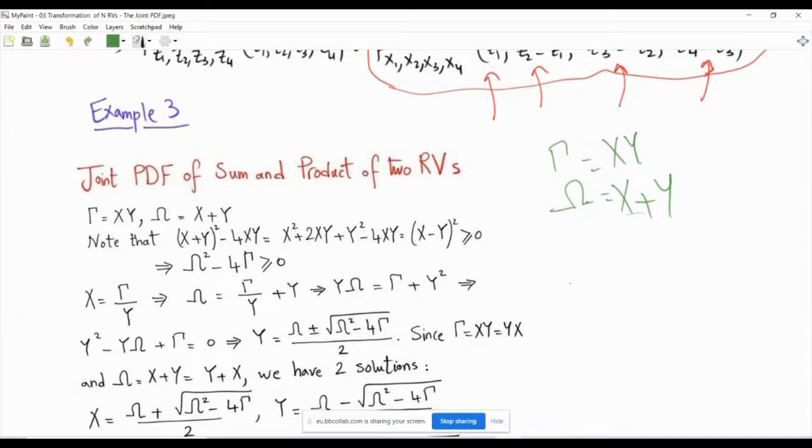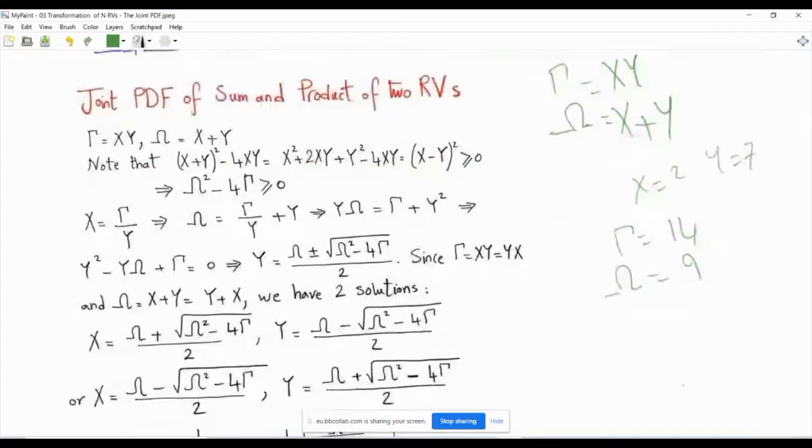Now, if you sum 2 real numbers, summation over the reals is commutative. And multiplication over the reals is also commutative. So if I give you a gamma and I give you omega, and ask what are x and y, you typically get 2 solutions, right? Because you can swap. So let's give a concrete example. Suppose that x is 2 and y is 7. Okay, so gamma will be 14, right? And omega will be 9, right?